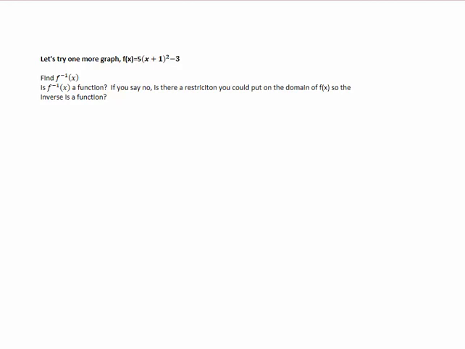Once you have your function graphed there, take the inverse of it, graph it on the same grid, and then answer the questions below. Is the inverse a function? If you're saying that it's not a function, is there a restriction you can do to the original function so that it is when you take the inverse of it? So pause here, do that work, and then come on back to the video for the end of it.